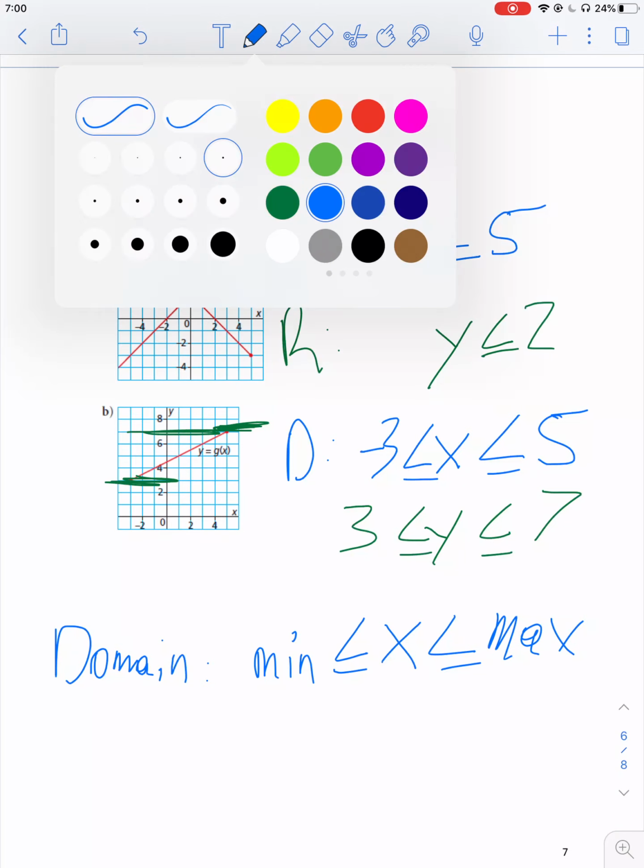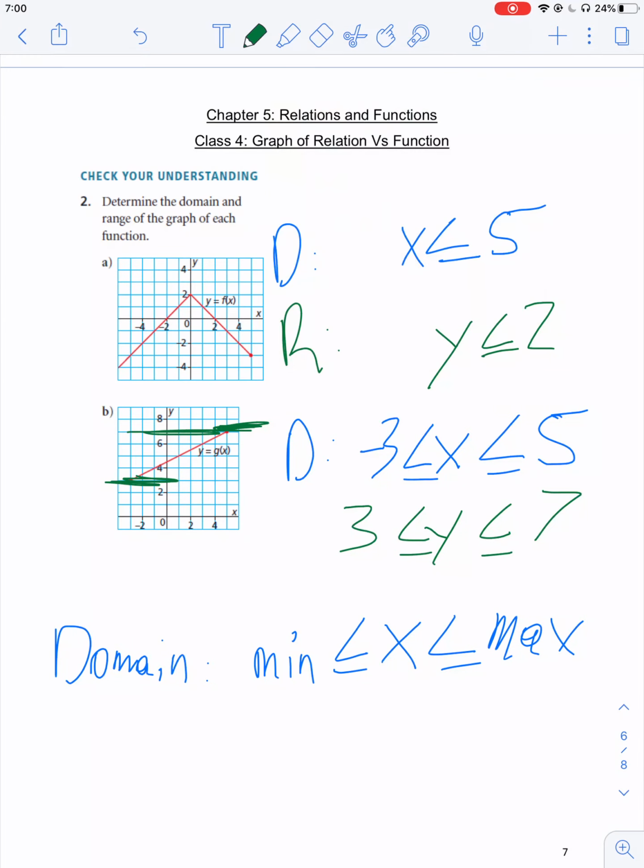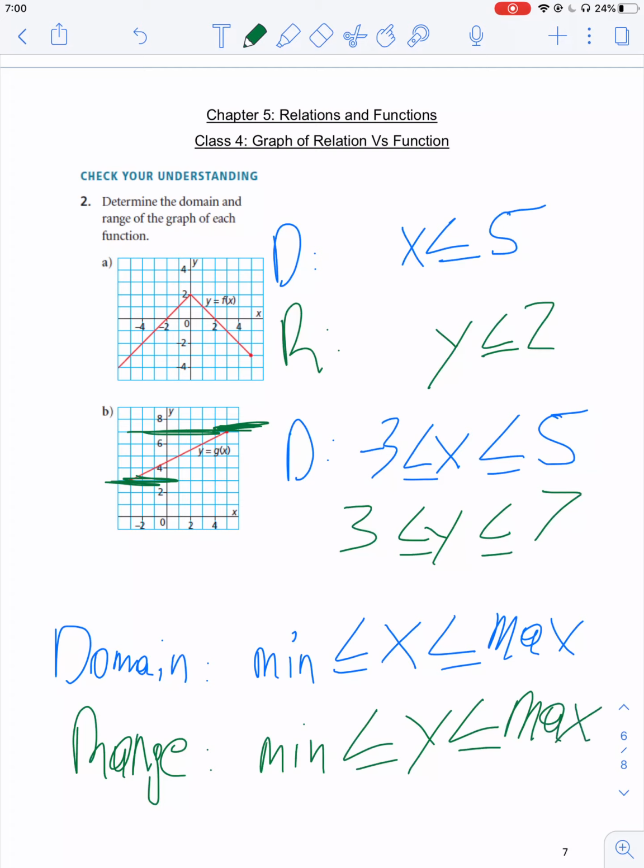And for the range, the idea is the same. Range has to do with your y value, so y has to be bounded between your minimum and your maximum, okay? So this is how you find domain and range. And I hope this made sense.